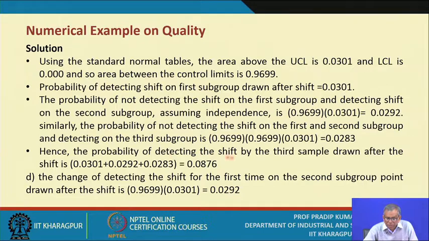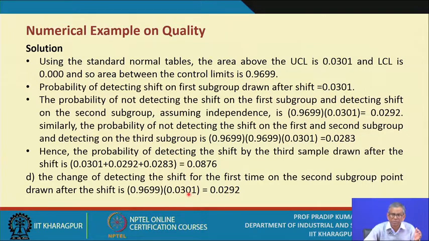Hence, the probability of detecting the shift by the third sample drawn after the shift: there are three types of events, that means it can be detected at the first sample point, that is 0.0301. It can be detected by the second sample point, the corresponding probability is this one, and it can be detected by the third sample. So, all possibilities you have to explore. If you add these three probabilities, then the total probability is 0.0876. The chance of detecting the shift for the first time on the second subgroup drawn after the shift is this one, already we have calculated.